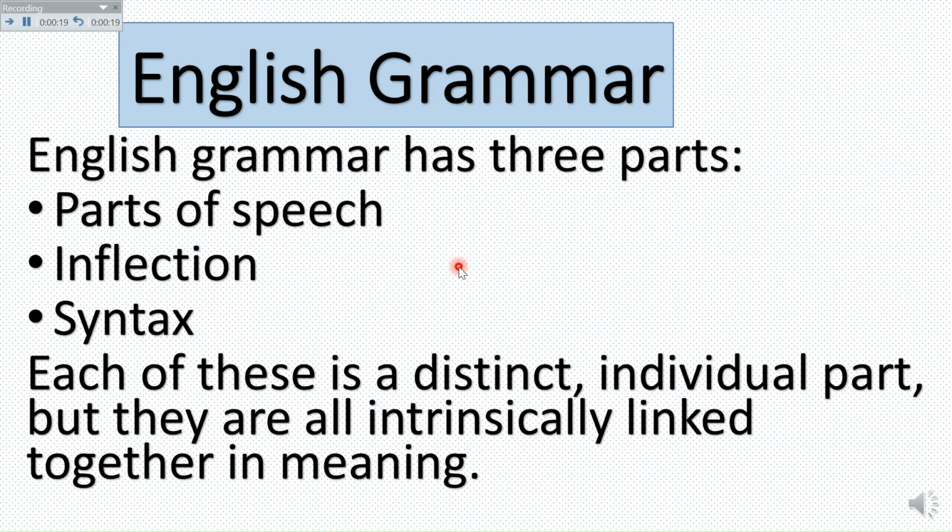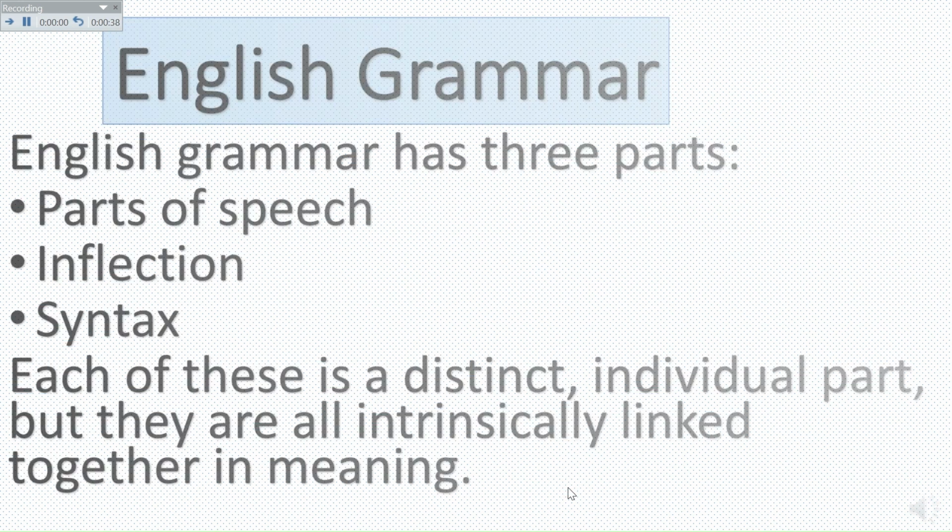So let's proceed, guys. English grammar has three parts: parts of speech, inflection, and syntax. Each of these is distinct, which means separate, individual parts, but they are intrinsically linked together in meaning. This means they all work together to form coherent written or spoken communication. So let's talk about each of these parts.